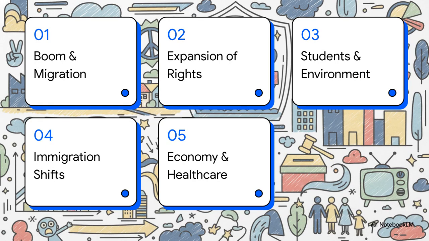We'll be looking at 5 core areas to understand this massive transformation. First up, the post-war boom and migration. Second, the expansion of rights. Third, everyday impacts on students and the environment. Fourth, modern immigration shifts. And finally, economic shifts in healthcare.